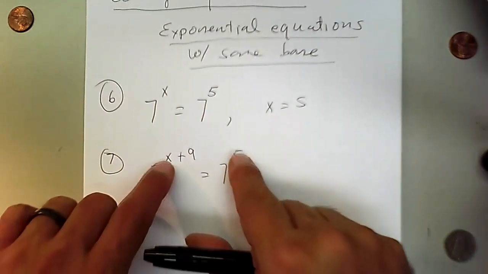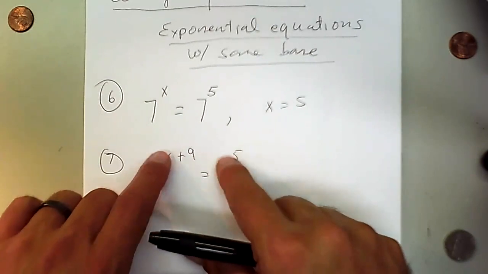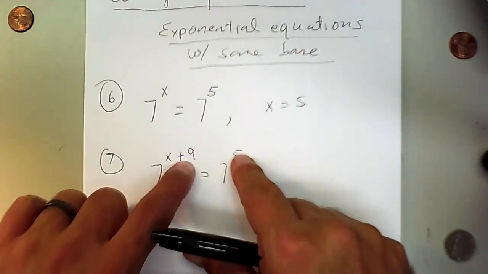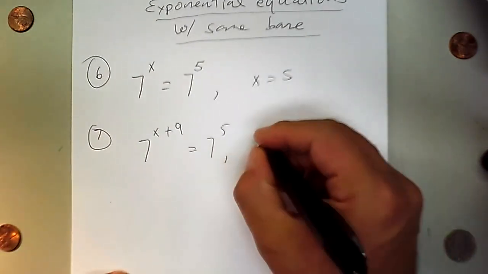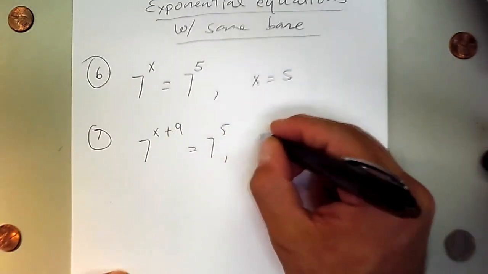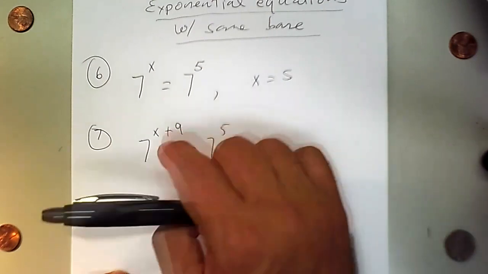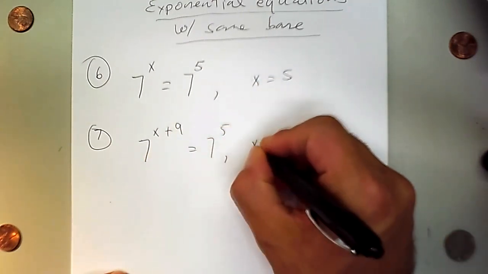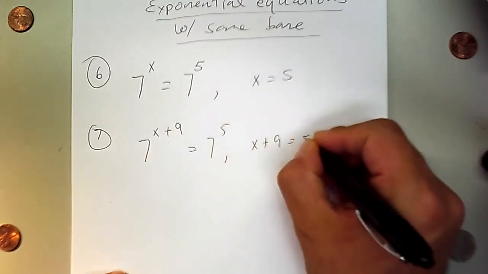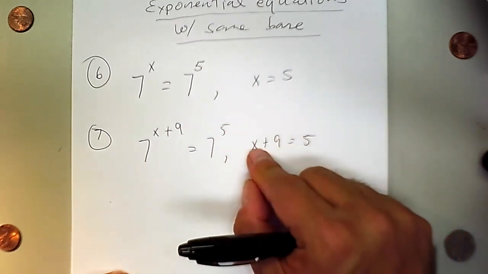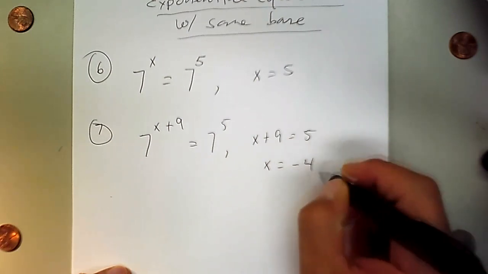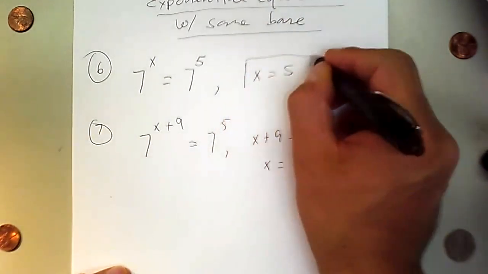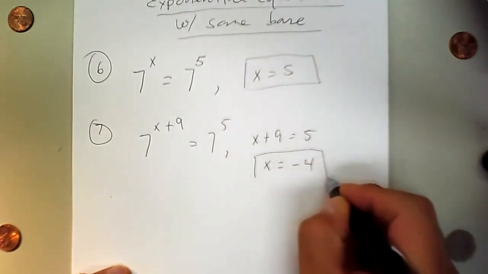Likewise here, the inputs have to be the same. What happens is that this input is more complicated than that one. So what we imply from this is that x plus 9 has to be 5, and that means that x has to be -4. X equals -4. All right, so let's box the final solution.